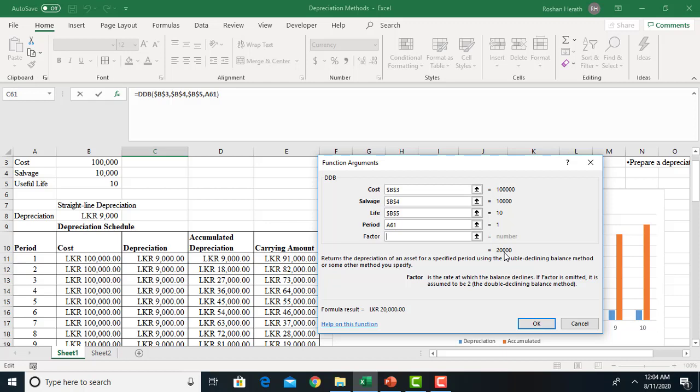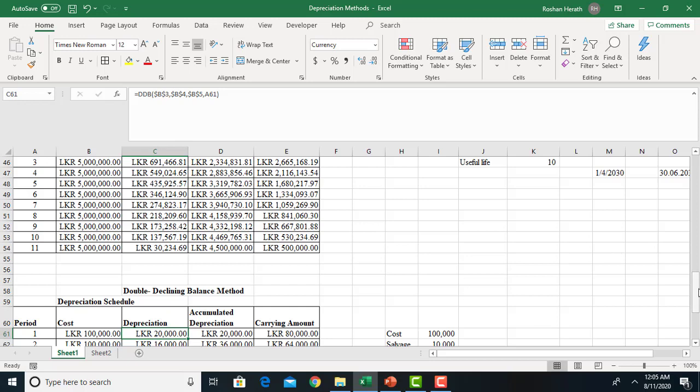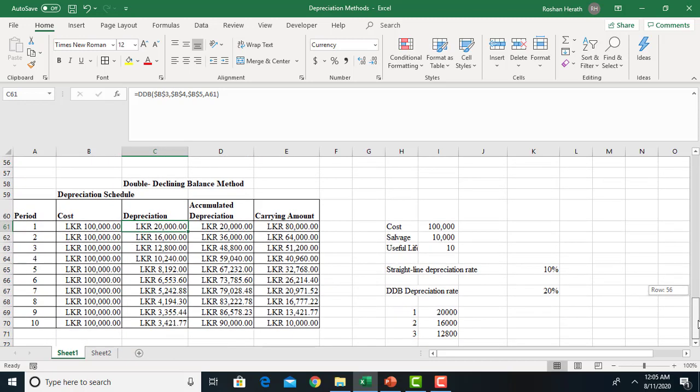But by default, it takes 2, right? And that is how we use the DDB, and that is the application of this factor. By default, it is 2. It will double the straight line method depreciation rate. If you want to make it 3 times, make it 3, 4 times, 4. And if you want to keep it 1 time, make it 1. If you omit it, it just doubles, right? So that is the explanation of the double declining method.